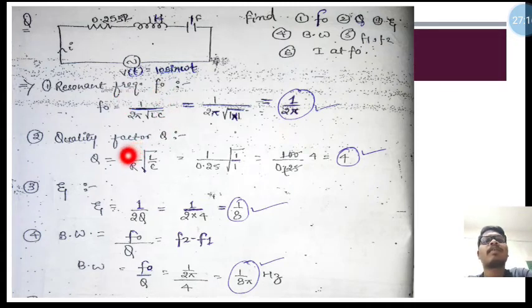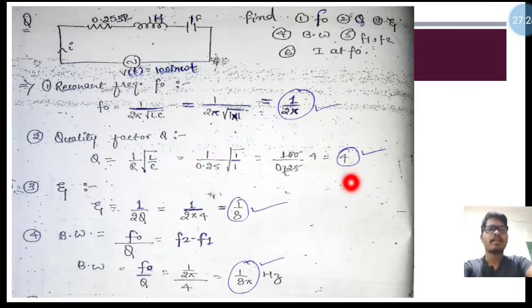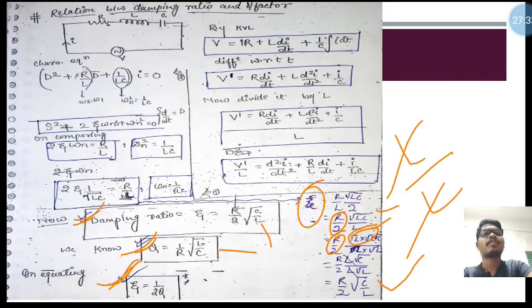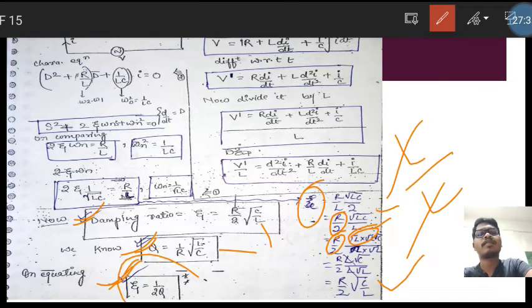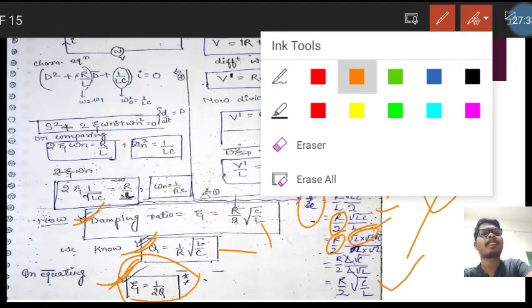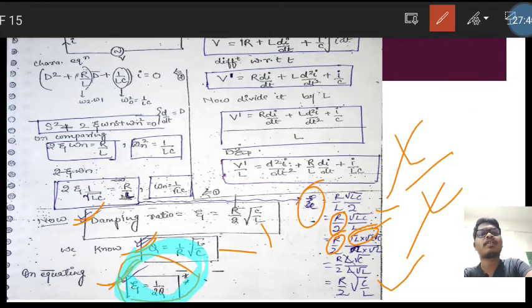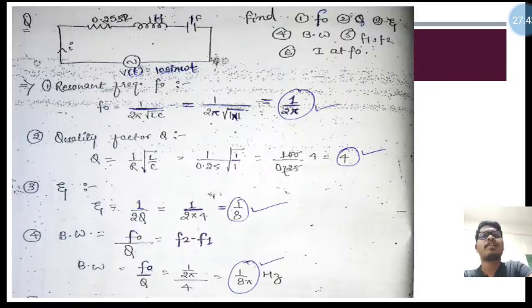And the quality factor we already know, that is 1 divided by R root over of L divided by C. So resistance, inductance, capacitance, all the values are given, so we can easily calculate the quality factor. So the quality factor value here is 4. And zeta, that is the damping ratio, from this equation only, the damping ratio zeta is equal to 1 divided by 2Q, that is 1 divided by 2 into the quality factor.